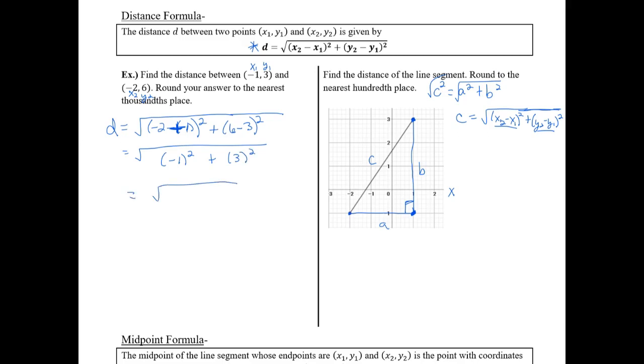Now we can square those. -1 times -1 is a +1. 3 times 3 is 9. And we add them together. We get the square root of 10. And then from there, you should try to simplify that radical if you can.